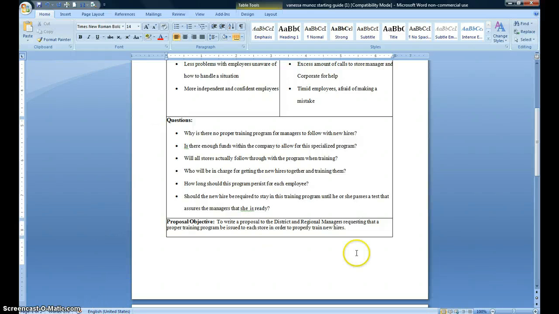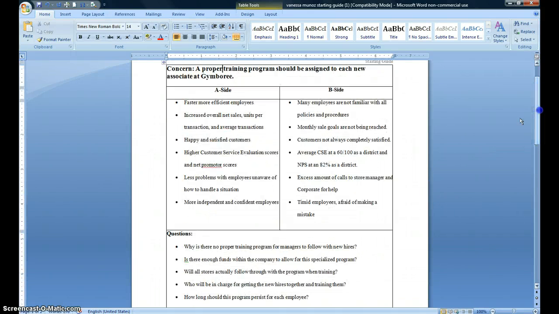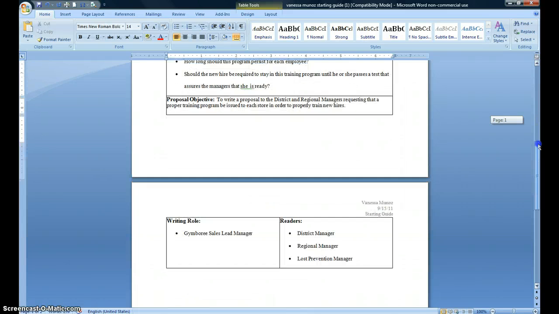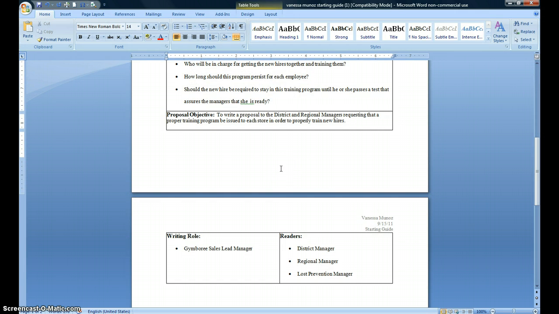Now I've taken you through two starting guides and just a couple of notes. First, don't focus on the solution, focus on the concern or problem. Second, make sure you have an excellent A side, which has the ideals and benchmarks, and the B side, which is the reality. Third, make sure your questions are appropriate. That is, get at the central part of your problem, not focus too much on the solution. Make sure the questions don't take you past what is doable. And then make sure that your objective, actually I missed her writing rules, make sure that your objective is in line with what you can do this semester. Thanks.